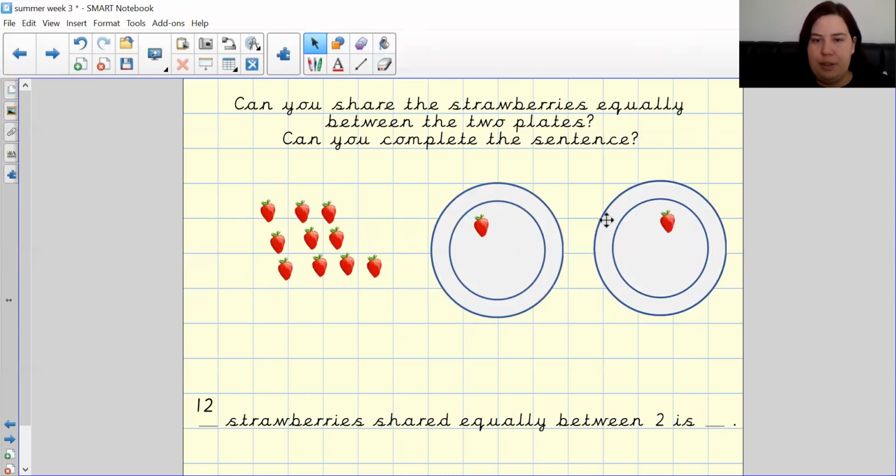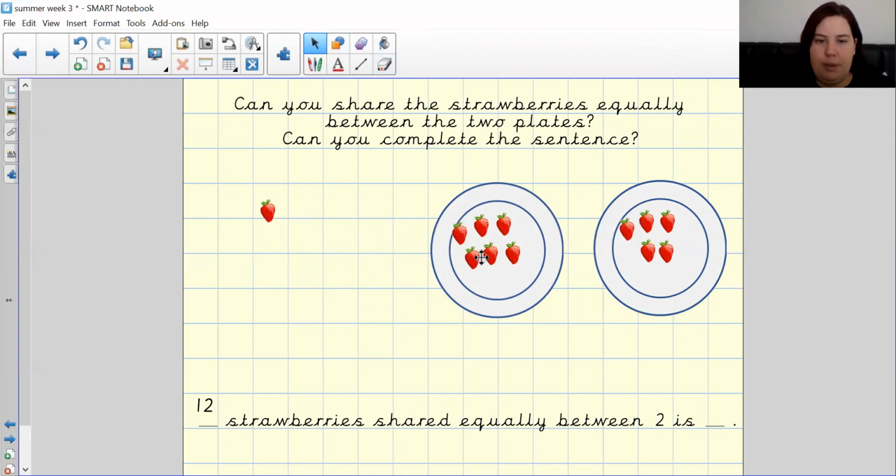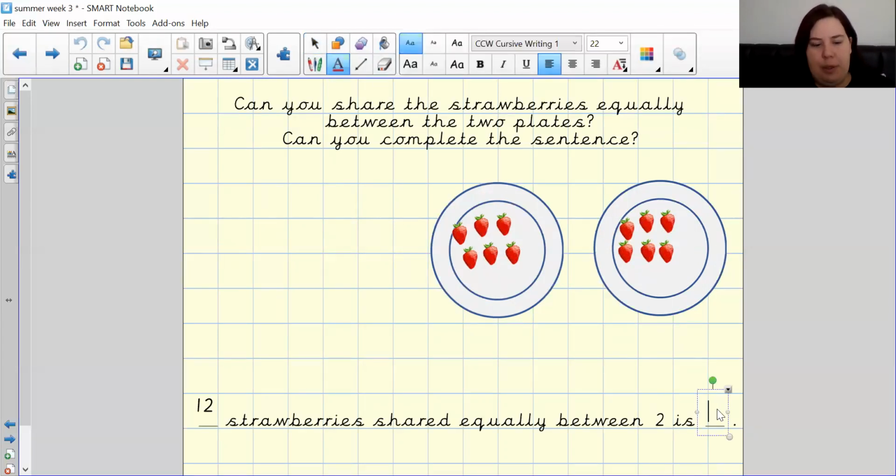1, 2, 1, 2, 1, 2, 1, 2, 1, 2, 1, 2. And when I put them on the plate, you can see I've tried to make an array to make it easier for me to count. 2, 4, 6. So I know that 12 shared between 2 is 6.